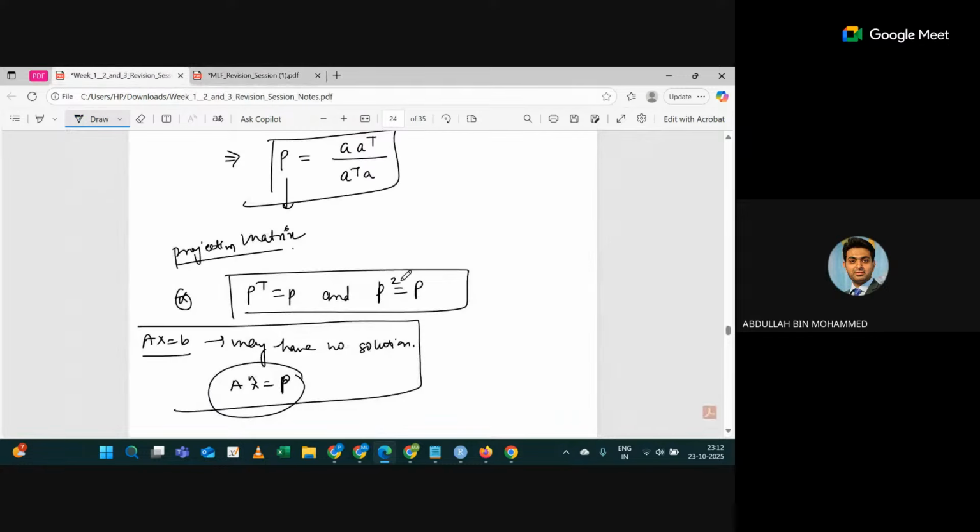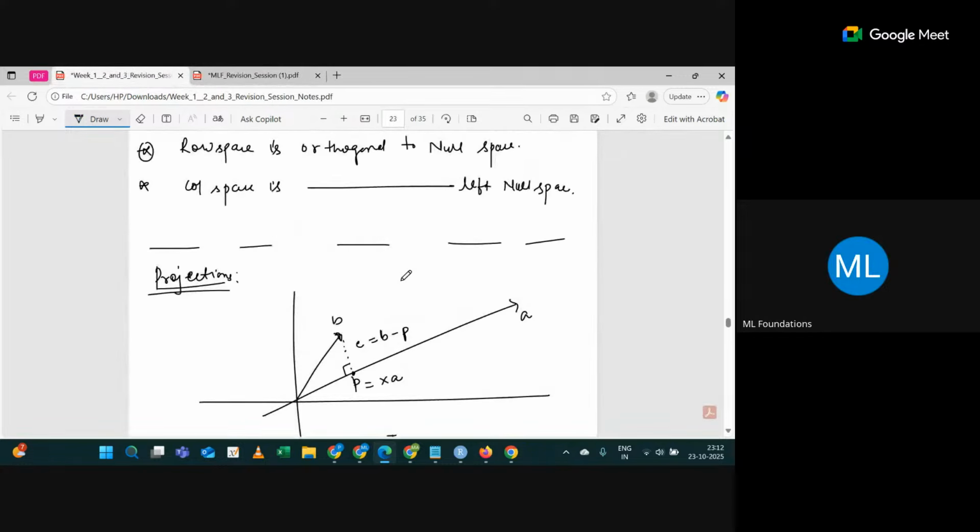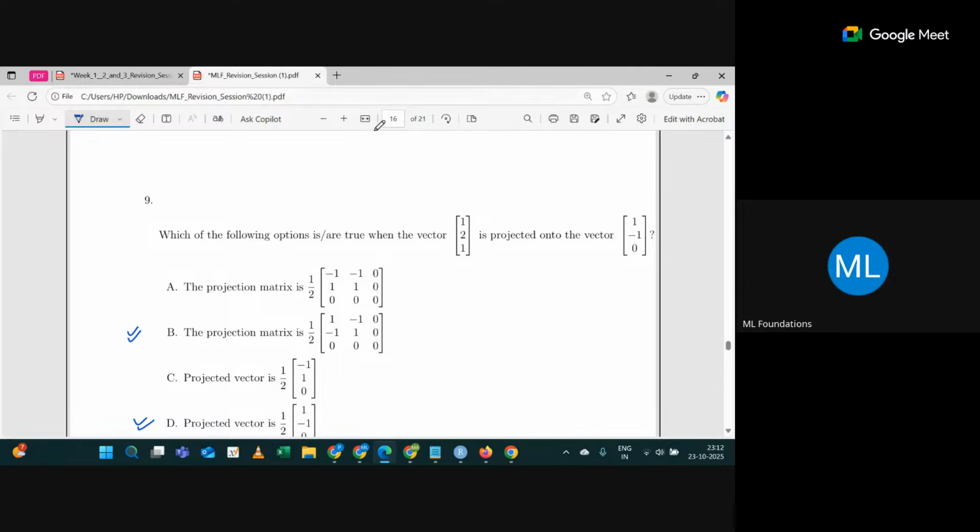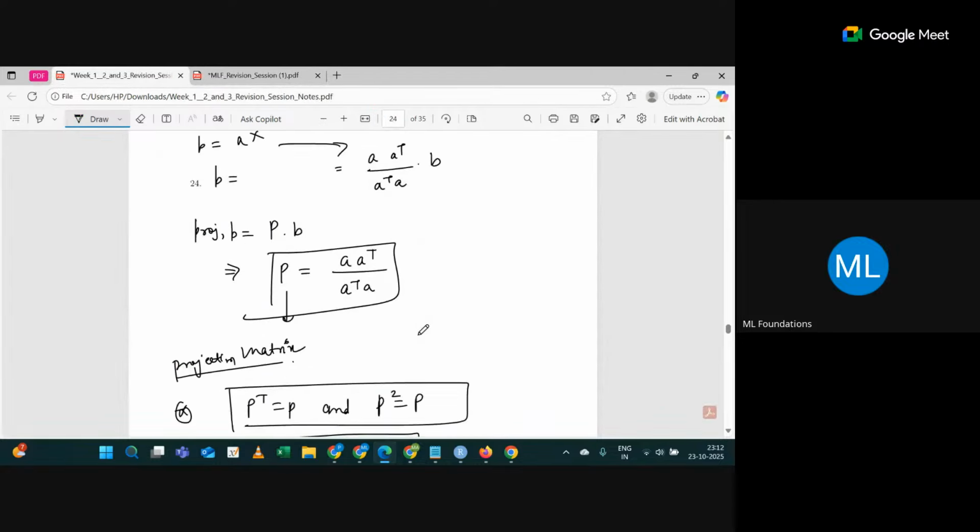So see here, this B is projected on A, right? This is the projection of B onto A, so you can treat this as B and this as A. You can do it vice versa also. What will be the change? The change will be in the formula here. So it will be B transpose B.